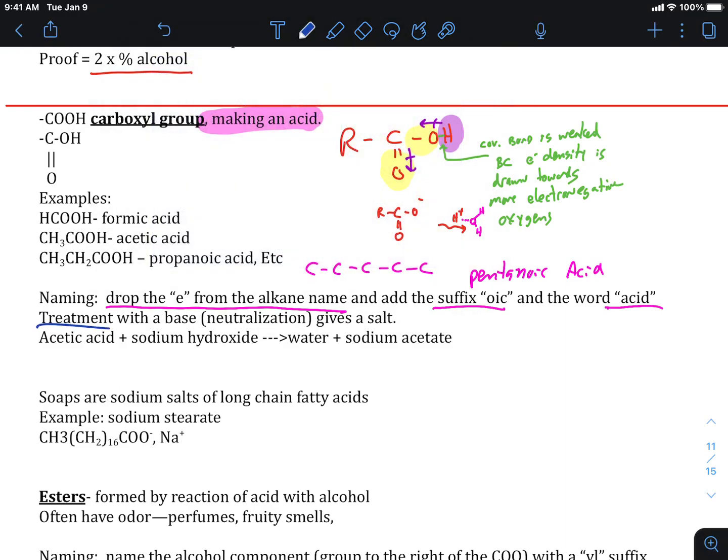Treatment with a base produces a salt. Huh. So you're telling me if I take an acid and react it with a base, I get a salt? This is something you already knew, right? You know neutralization is when an acid reacts with a base. You get water and a salt. So acetic acid plus sodium hydroxide, you get water and sodium acetate. Okay.